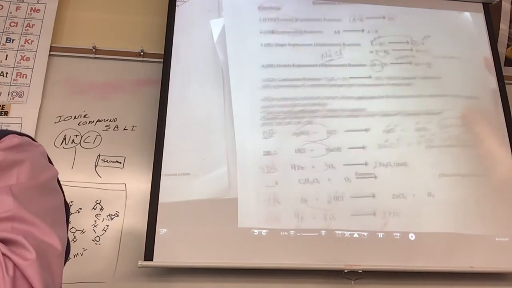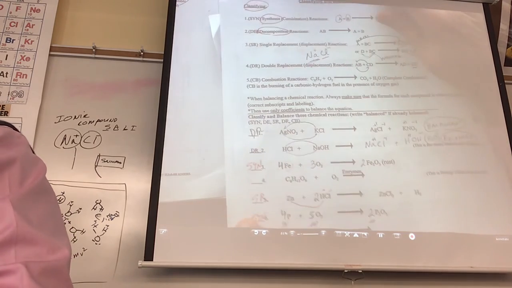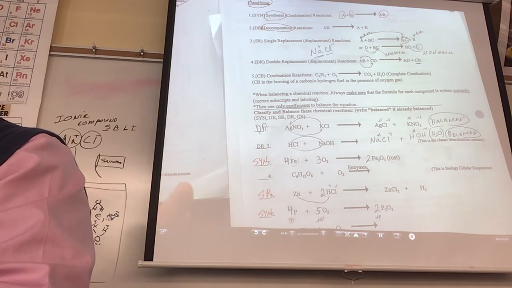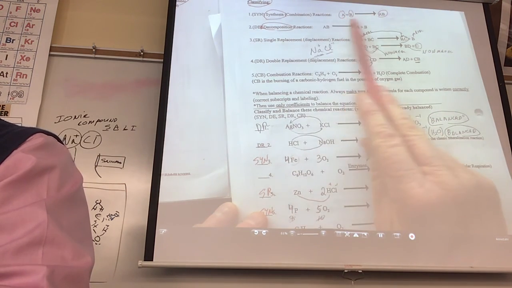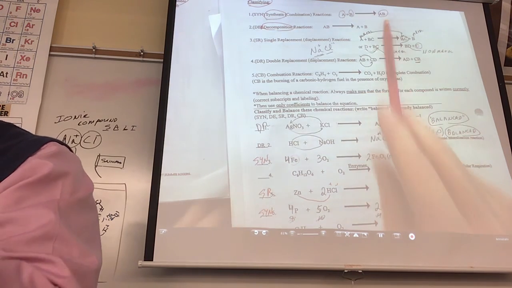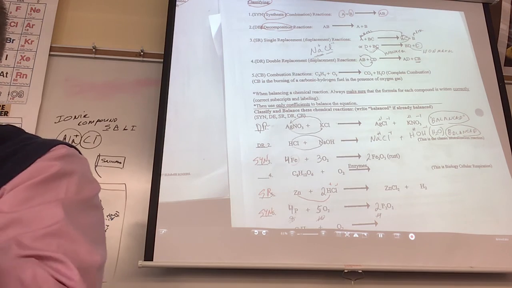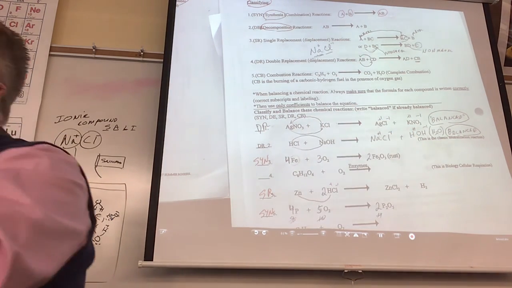All right, the next thing we did is humans love to classify. They love to classify. And you got very, very good at this. What do you call A plus B yields AB? That's a synthesis reaction, okay? It comes together, doesn't it? What about the opposite of that? AB is broken down into A and B.